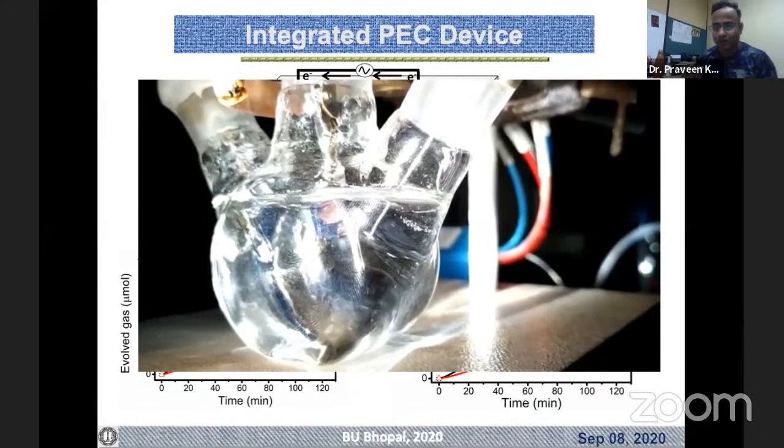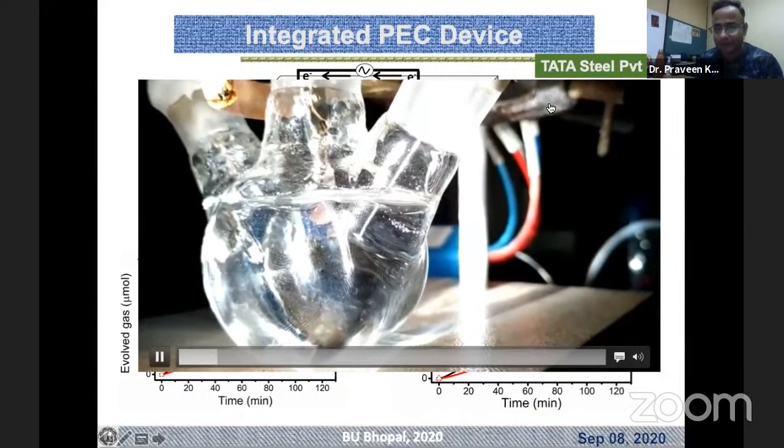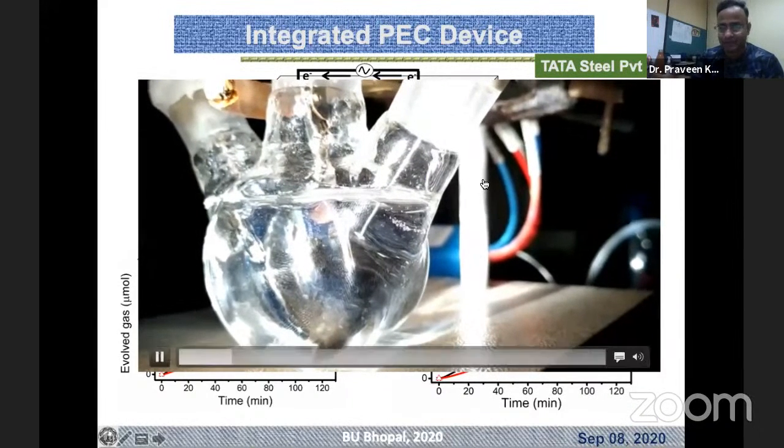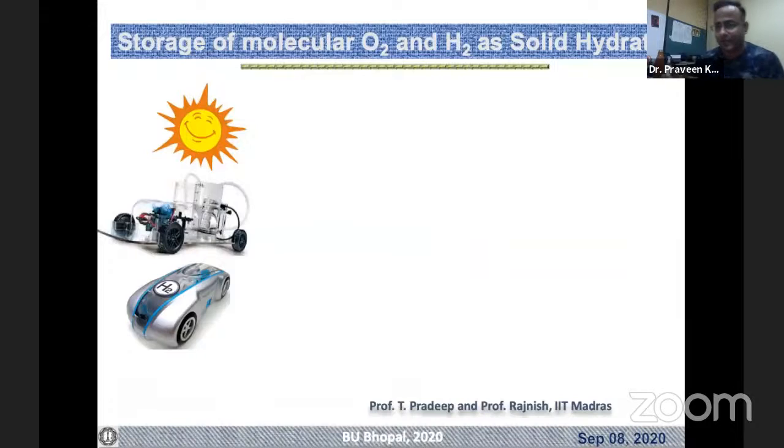Up to now we were able to understand and develop this, and now we are working with Tata Steel, because Tata Steel has shown interest in taking up this technology. However, they want to do it at a large scale, but we have not stopped here. Up to now, we could have hydrogen when you have the sun, in the presence of the sun. But what happened?